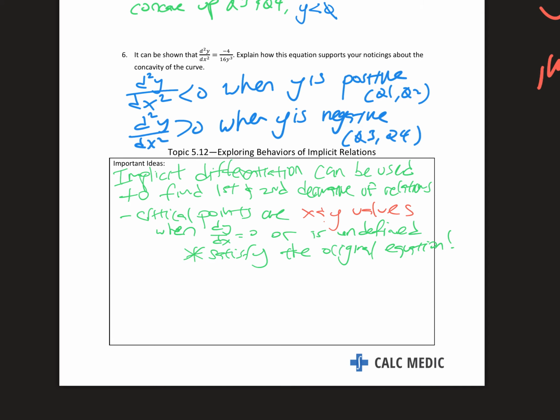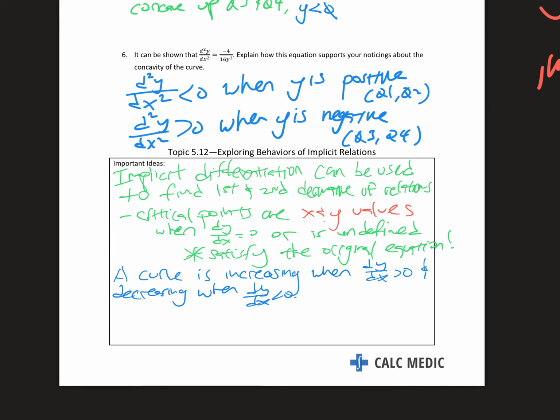The next thing. A curve is increasing when dy dx is greater than 0 and decreasing when dy dx is less than 0. And we have to make sure to specify x and y values. Make sure we specify both of those.